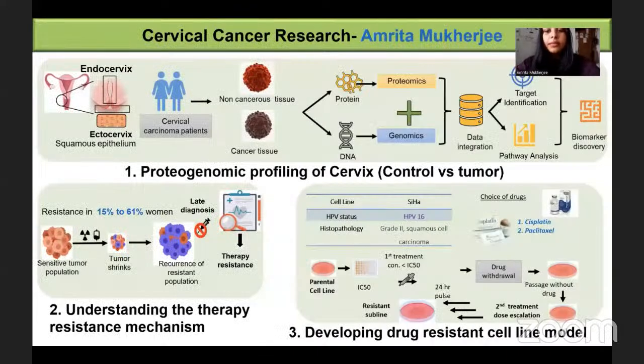Hello, everyone. My name is Amrita Mukherjee, and I'm a PhD student at IIT Bombay, currently working with Professor Srivastava. My work focuses on understanding the biomolecular signatures of cervical cancer. It's a small part of Cancer Moonshot program as well. So I perform proteomics and genomics from human cervical tissue, both cancer and tumor, and also on different cell line models as well.